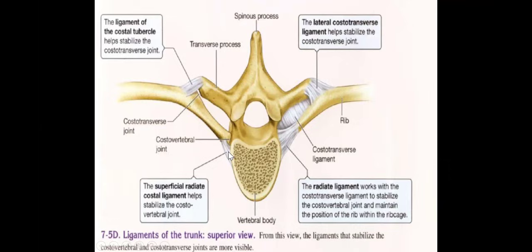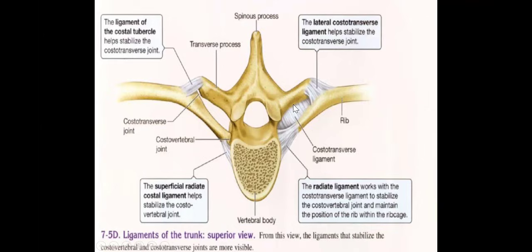This is the superficial radiate costal ligament. They help stabilize the costovertebral joint. These are the radiate ligaments, which are deeper to this ligament. This small ligament is superficial, and the radiate ligaments are deep to the superficial radiate costal ligament. The radiate ligaments work with the costotransverse ligament to stabilize the costovertebral joint and maintain the position of the rib within the rib cage.